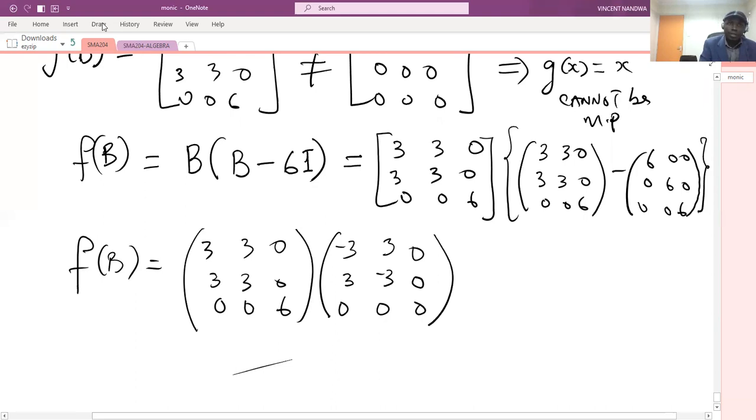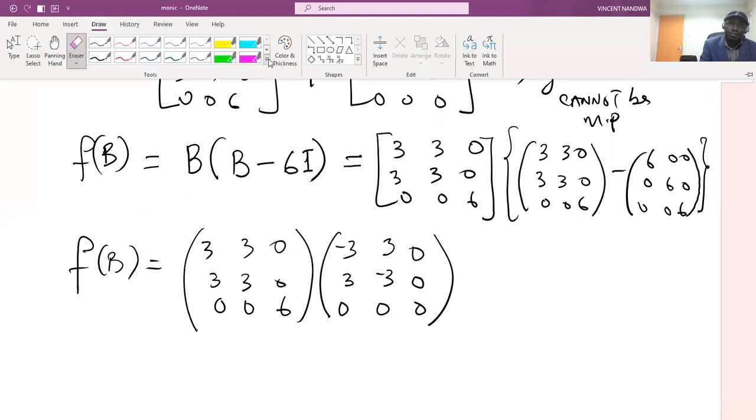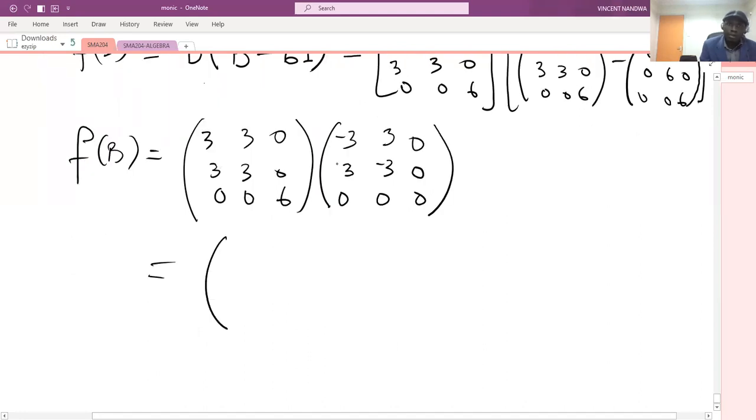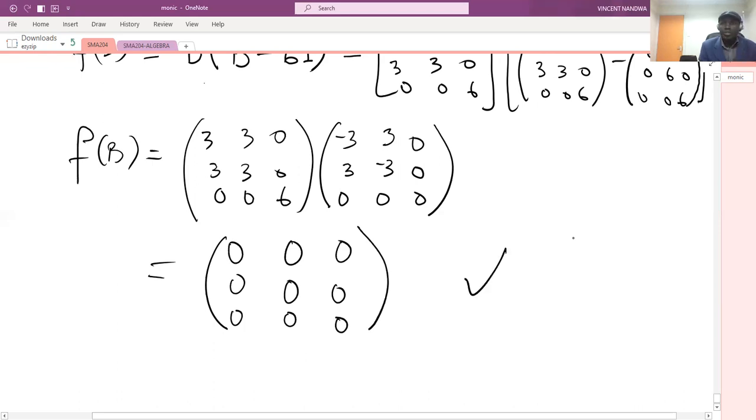So this multiplication, usually row by column, will give us 3 by minus 3, that's minus 9, plus 9, 0. 9 minus 9, 0, 0, 0, 0. Minus 9 plus 9, 0 times 0, 0. 3, 9 minus 9, 0, 0, 0, 0, and then 0. So actually, which should be the case that f of the matrix should give us a 0 matrix.